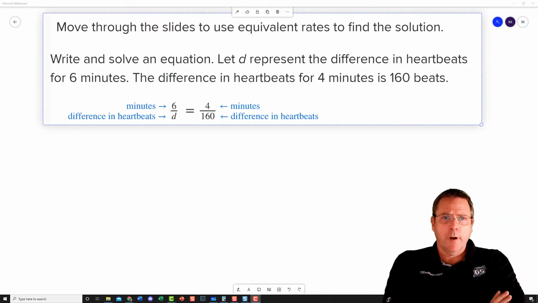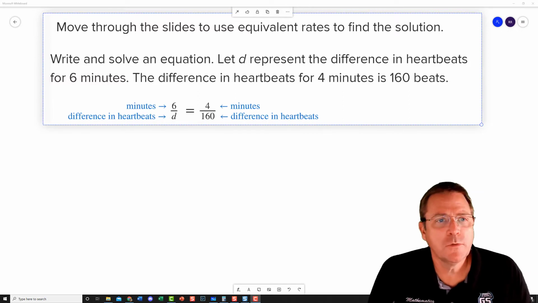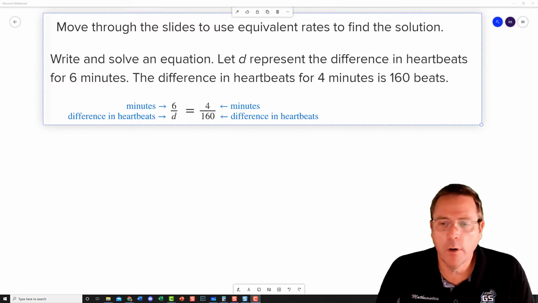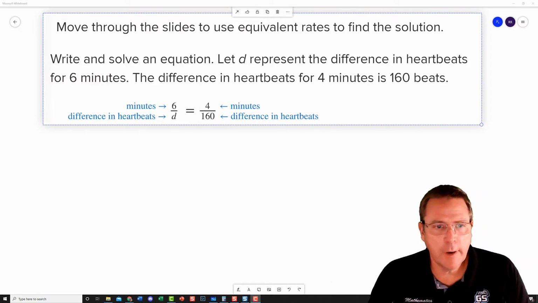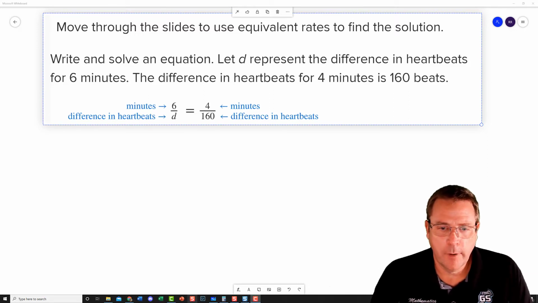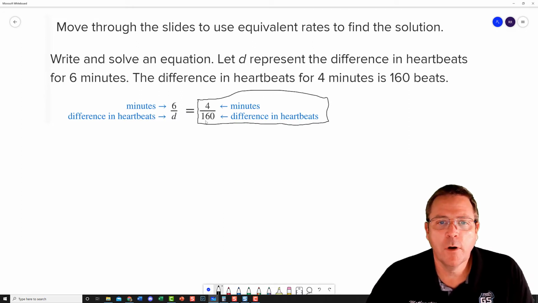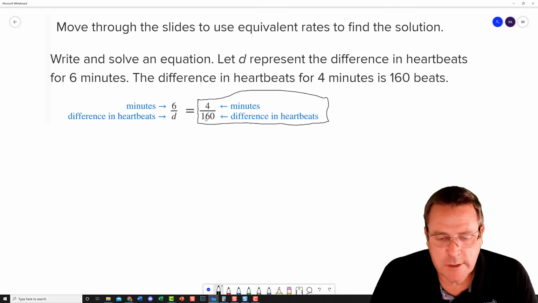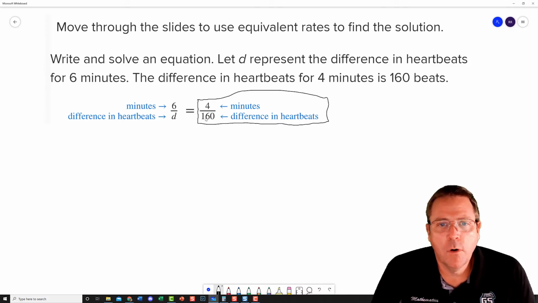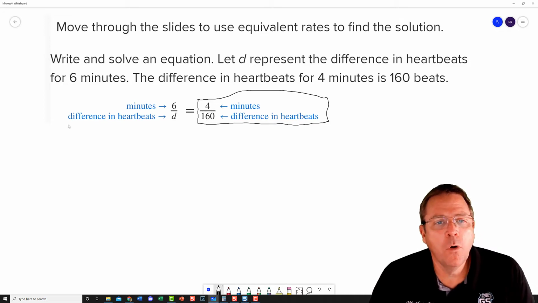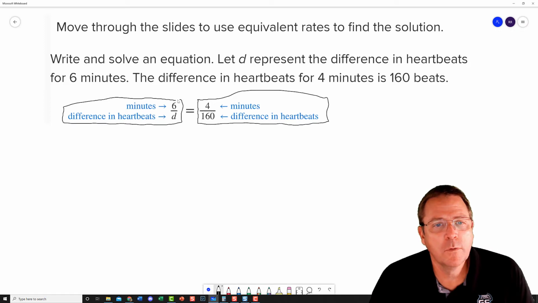Alright, we set up our problem this time for the equivalent ratios, and let's talk about what we have going on here. On the right hand side, you can see where they're comparing the number of minutes to the difference in heartbeats. And remember, they got that 160 by subtracting the dog from the cat. Next, we set up our goal, comparing our goal of 6 minutes to, once again, the difference in the heartbeats.